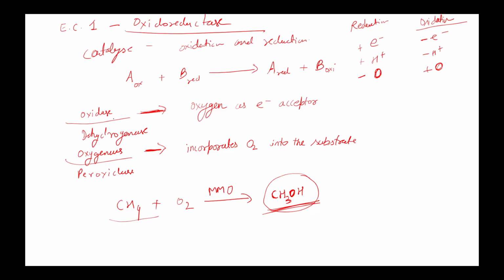Another is the oxidase, which acts as an electron acceptor. Here oxygen accepts the electron and allows the oxidation-reduction reaction to take place. But in the oxygenase case, it incorporates the oxygen into the substrate.